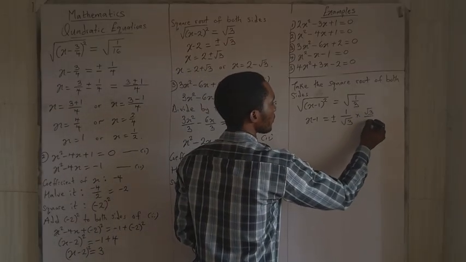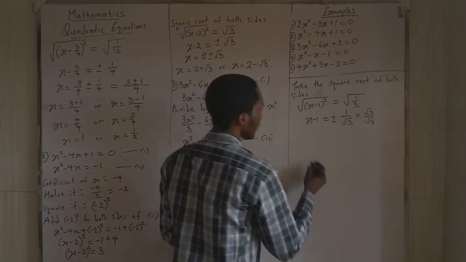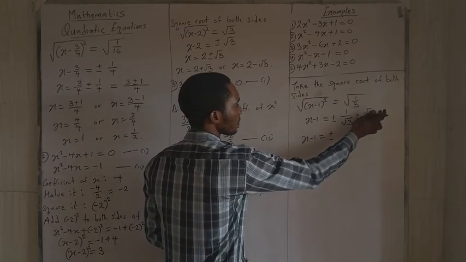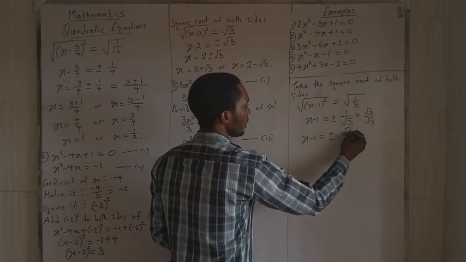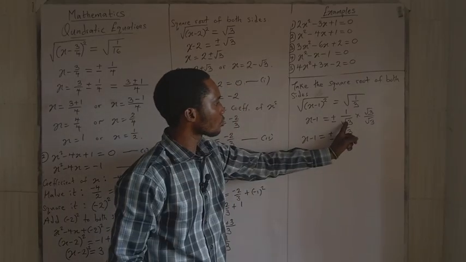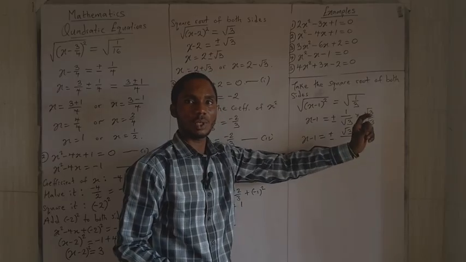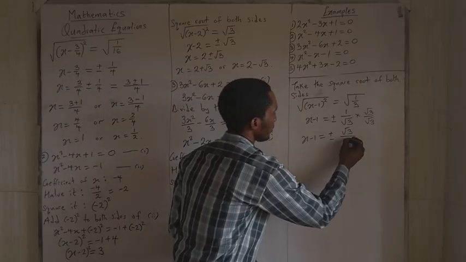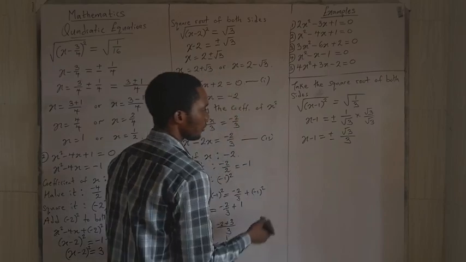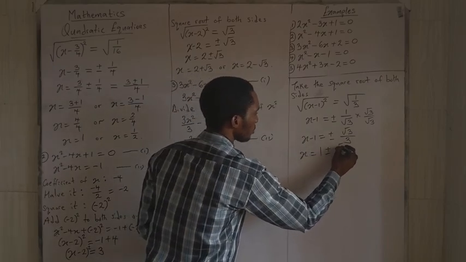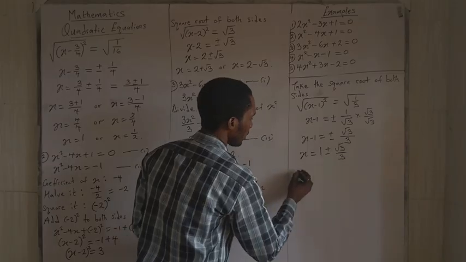This will be the square root of 3 multiplied over the square root of 3. So we have x − 1 equals plus or minus the square root of 3 over... the square root of 3 multiplied by the square root of 3, that is the square root of 9. What is the square root of 9? 3. So we have 3 here. We are looking for x. x equals 1 plus or minus the square root of 3 over 3.